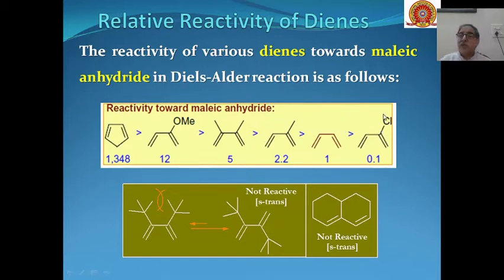And similarly, if you have an electron withdrawing group attached to the diene, then it will be less reactive than the parent diene. So you can see over here, this is only 0.1 times as reactive as compared to butadiene. Then, as I have already told you, the S-cis conformation will be reactive in comparison to the S-trans conformation of the diene. And these types of S-trans dienes are not reactive towards Diels-Alder reaction.